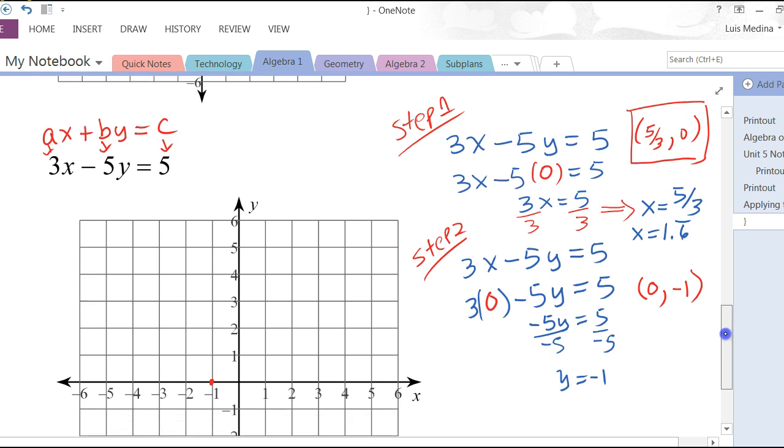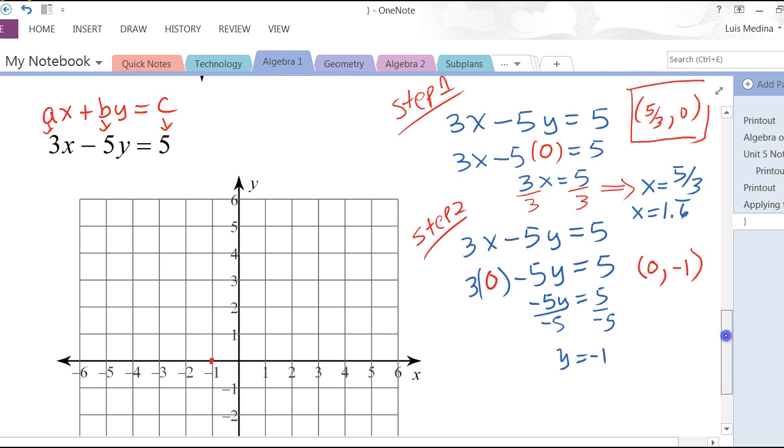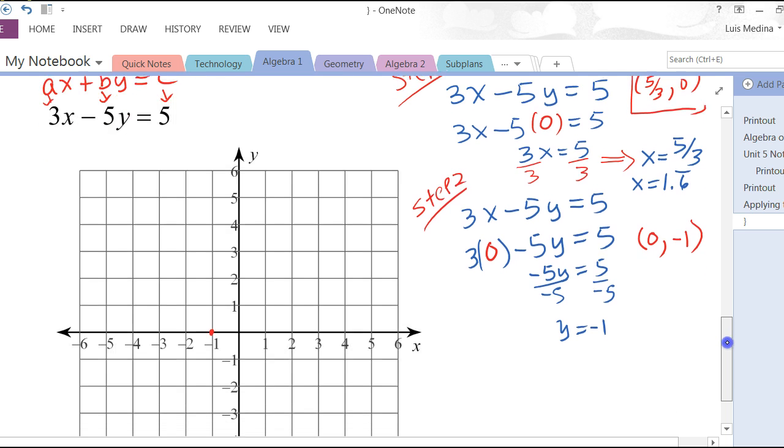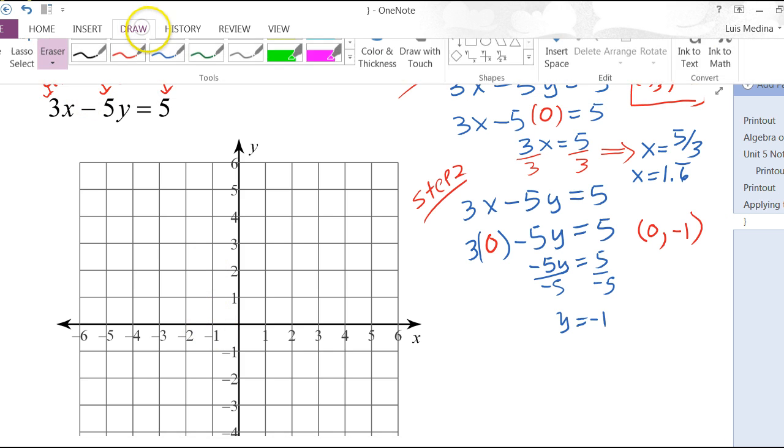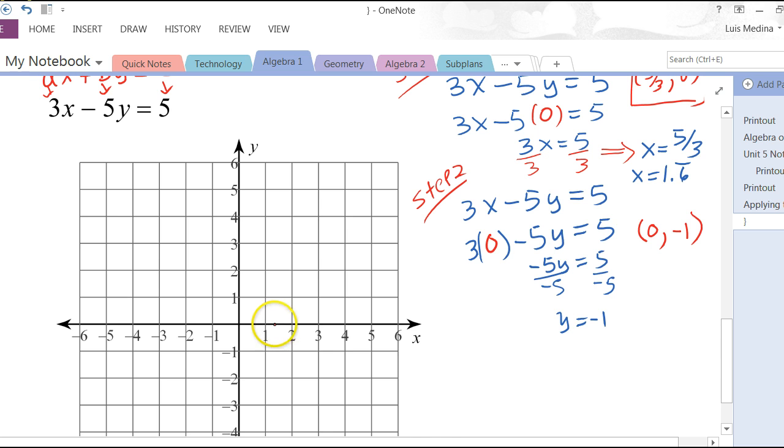Okay, so I'm going to use my 2 points. So let's go with the x. My x-intercept is 5/3 or 1.6. So let me erase this real quick. So 1.6 roughly, I would say somewhere around here. And my y-intercept is 0, negative 1. So 0, negative 1. And there it is. And let me just try to draw it, and that's my line. Okay. And that's basically about it. That's how you do this. Thank you for your time.